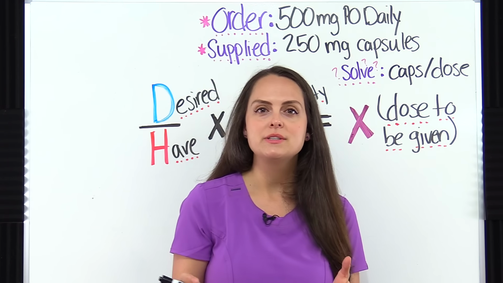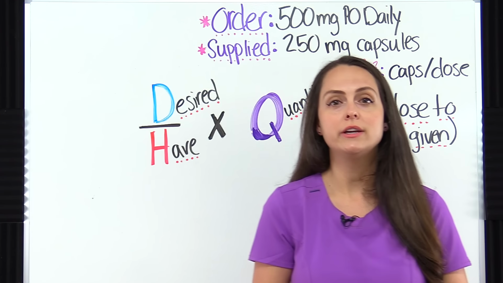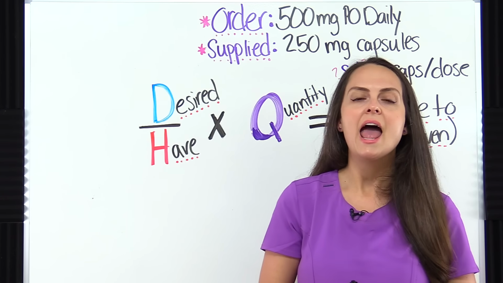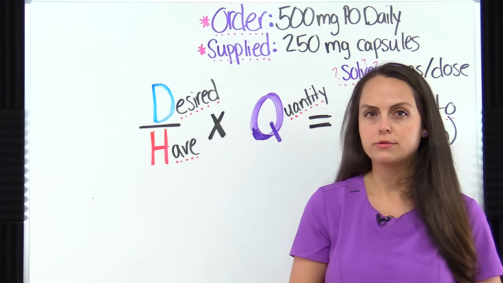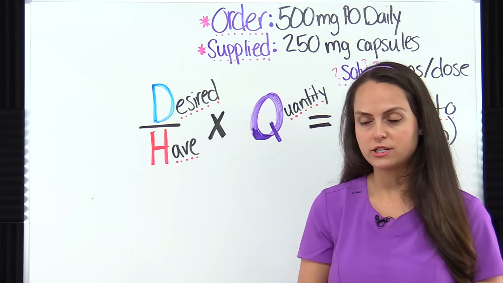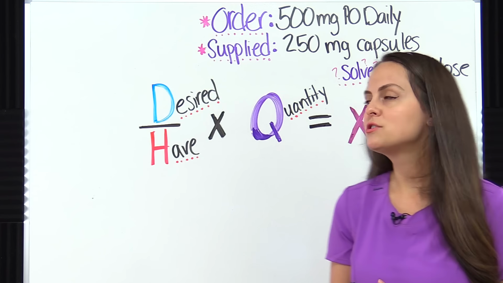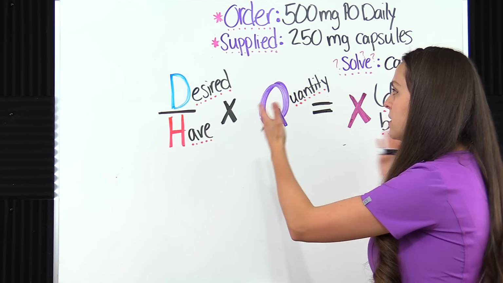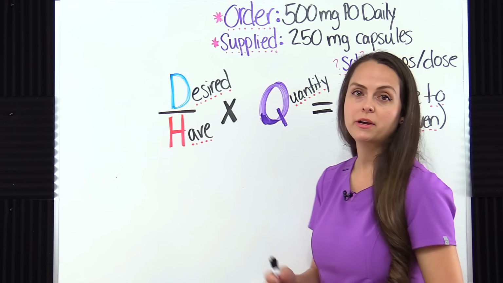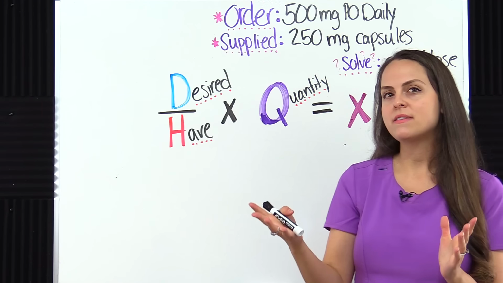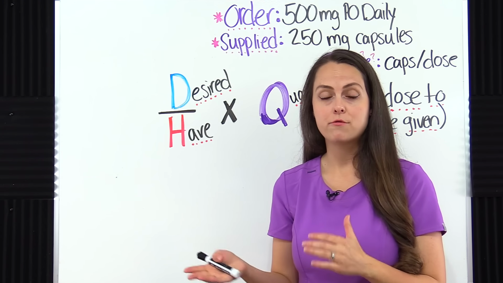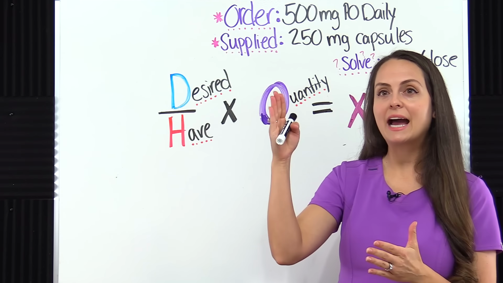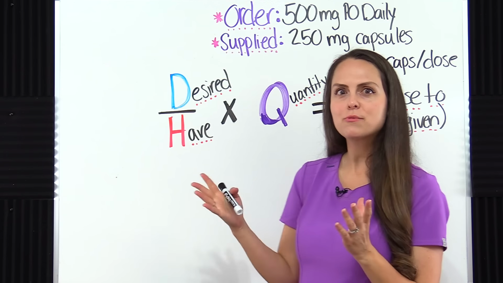The method you use to help you solve these calculations really depends on your personal preference and what your program's requiring you to use. So in this video, I'm going to concentrate on the desired over have method. With this method, you set up a formula, so you want to make sure that you commit this formula to your memory bank and let the name of this method guide you with the setup of that formula. So we're talking about the desired over have method. So that's what we start out with.